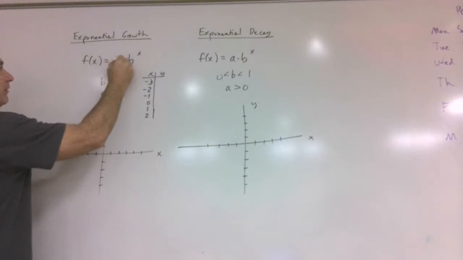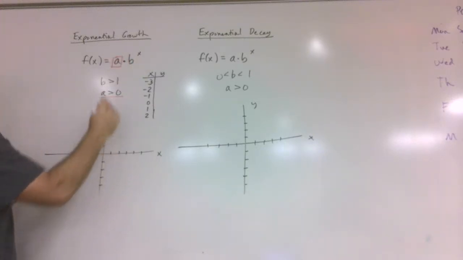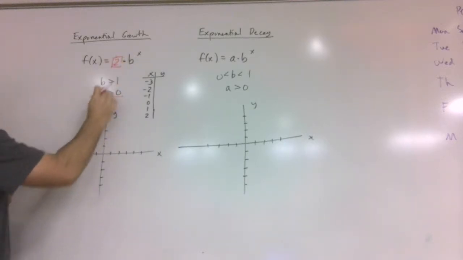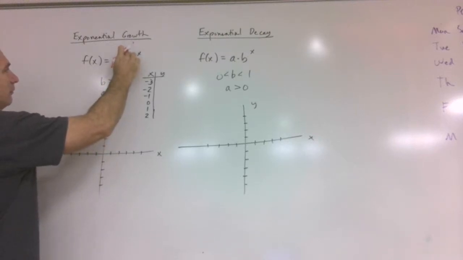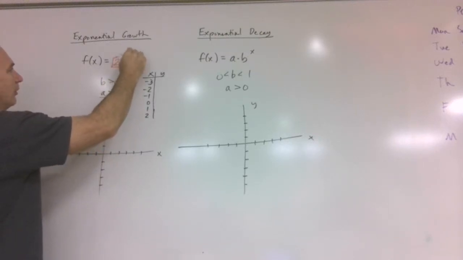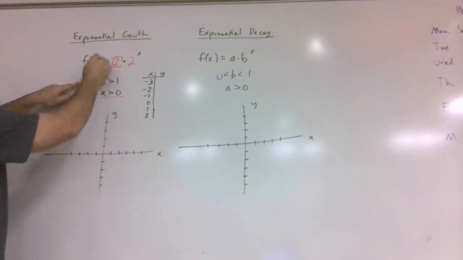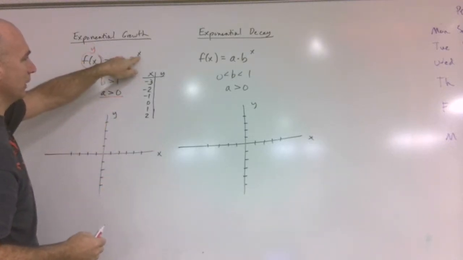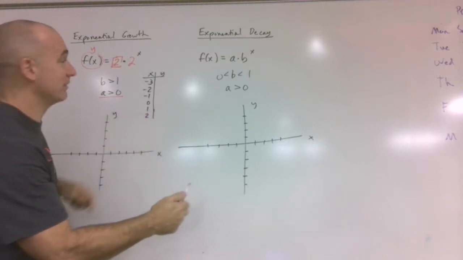So this says A has to be greater than 0. So let's just make it a 2. And how about B is greater than 1? Well, we could make that a 2 also. So that's a possibility. And now, don't forget what this is. This is my y, and this is pretty obvious. My exponent is going to be my x. Now, I've already picked a few x's just to see what happens here.